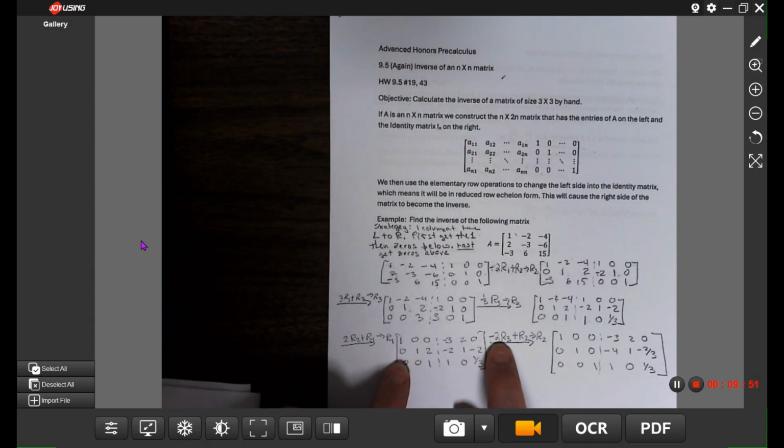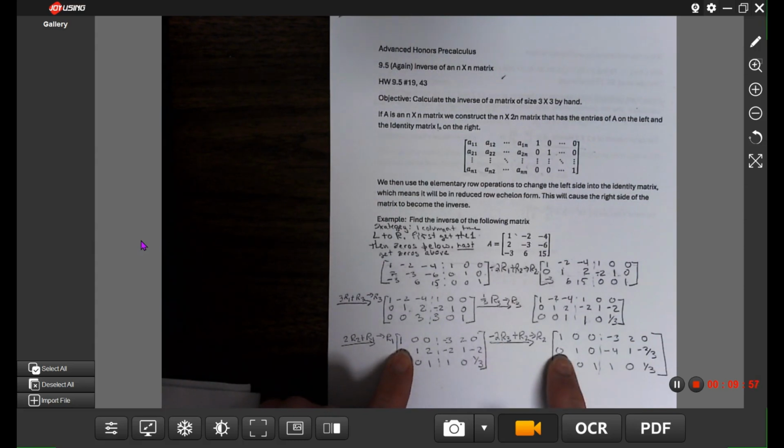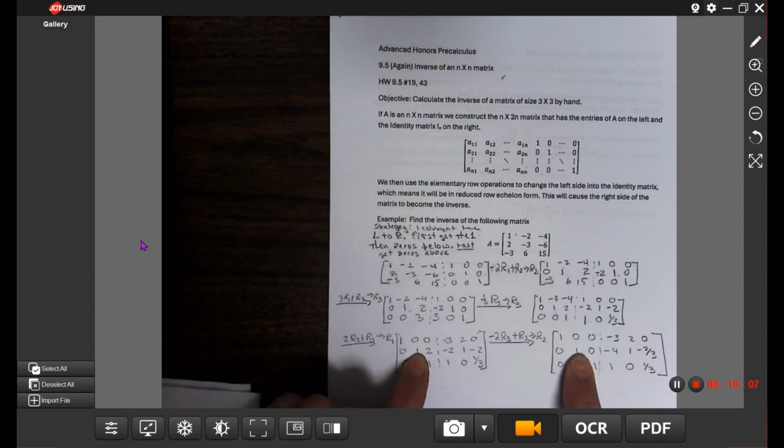So if I do negative 2 times 0 plus 0, I get 0. Okay, good, that didn't change. Let's check my 1. Negative 2 times 0 plus 1. Put it in there, I get a 1. Oh good, that worked out.